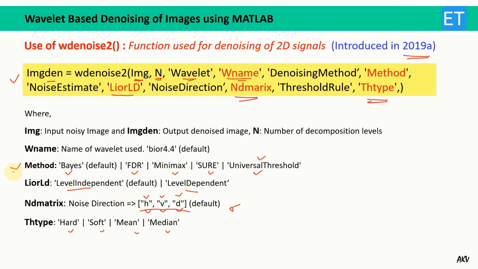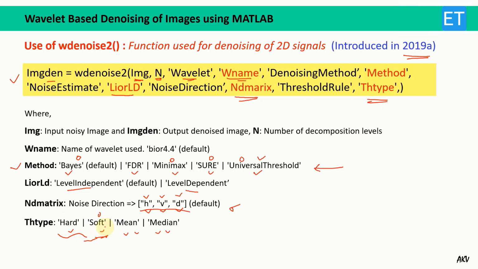Actually, depending on the denoising method used, we need to choose the thresholding type. So if you choose minimax or universal threshold, then you need to choose only hard or soft, right? If you choose Bayes, then you can choose either median or mean. The default is median. And if you choose FDR, then only hard is an option, right? So these methods actually define what type of thresholding you choose. For most of the methods, soft is the default.